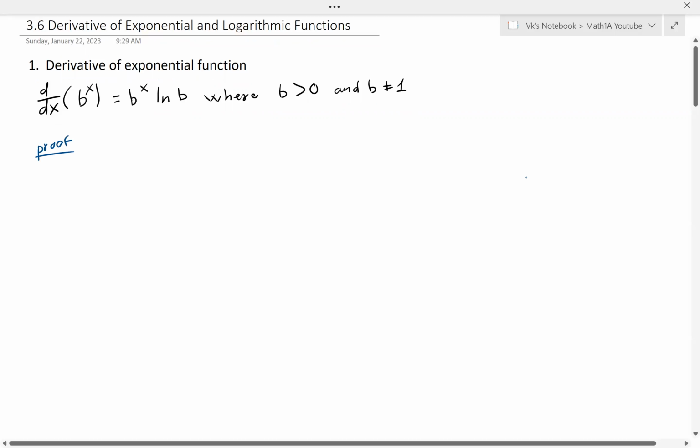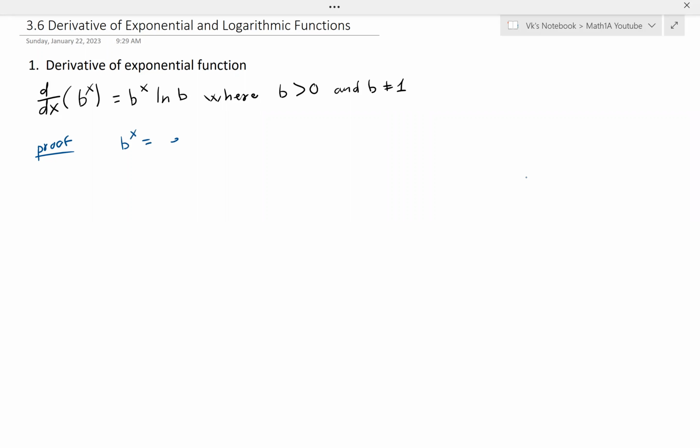Here comes the proof. b to the x can be written as e to the ln b to the x, and we can simplify this to e to the x times ln b using properties of the logarithmic function.